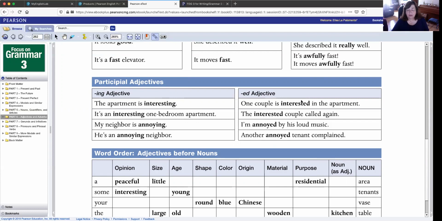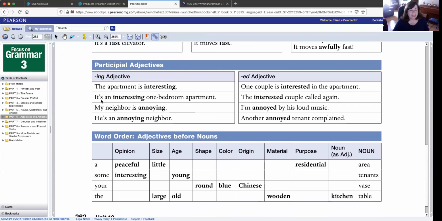We'll have more examples, and we'll talk about this more a little bit later too. This is more of a summary. It's an interesting one-bedroom apartment. Very similar sentence. They're just giving you some more information on the apartment. But again, the one-bedroom apartment is interesting. It is causing somebody to feel interested. The interested couple called again. This word here, of course, is describing couple. So these people are interested in this apartment because it was interesting and it caused them to be interested.